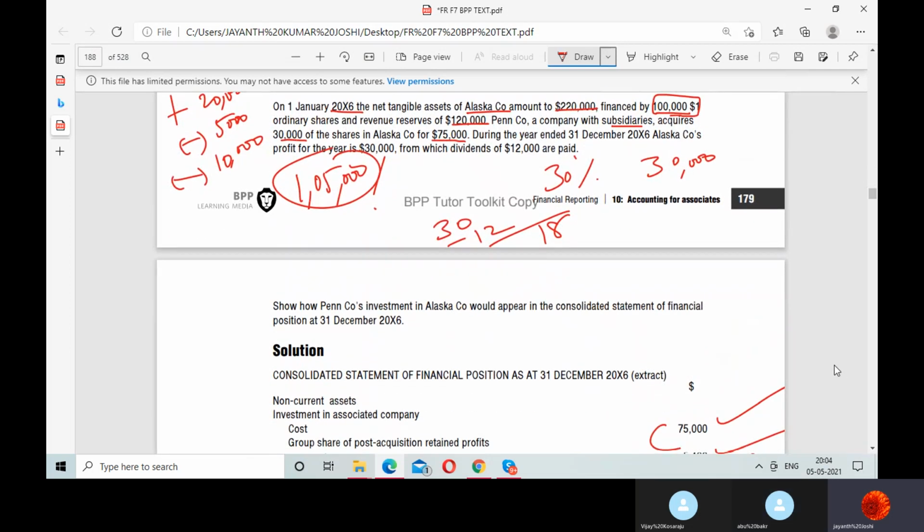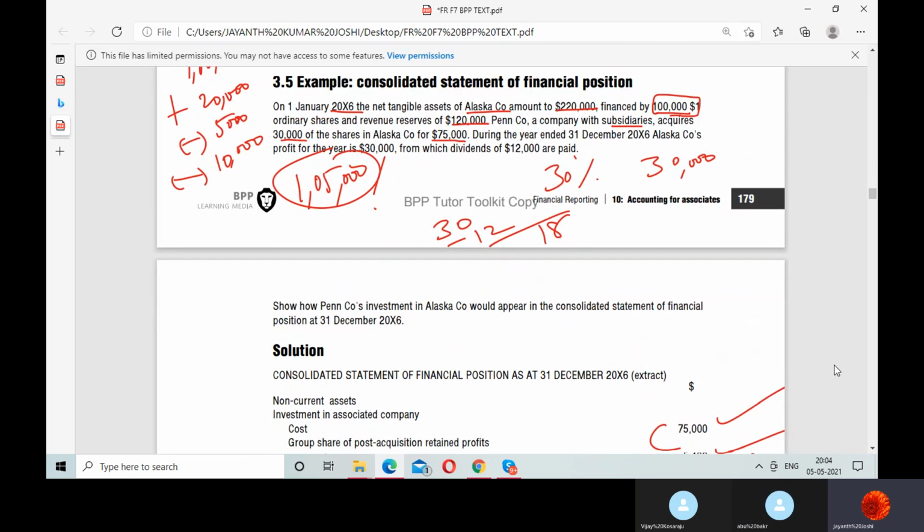Consumer net tangible assets. If done, then we'll go to the next question. Yes, yes. So now.